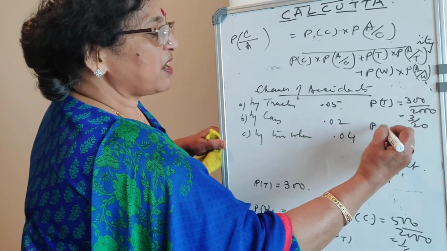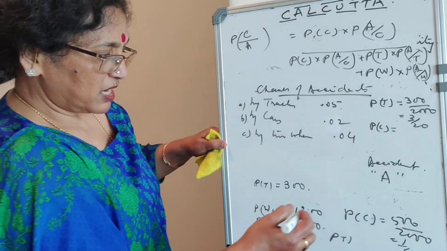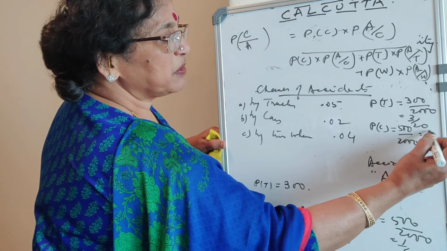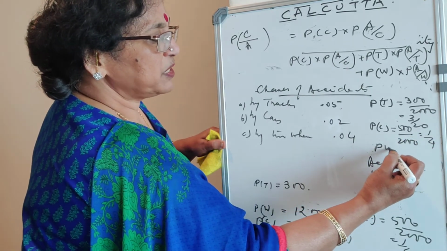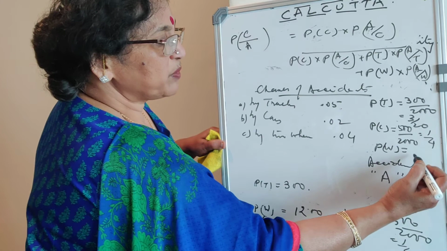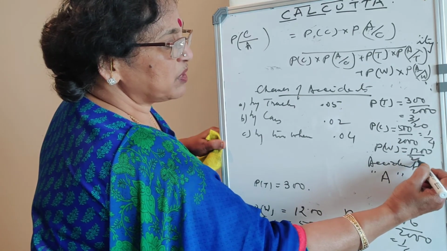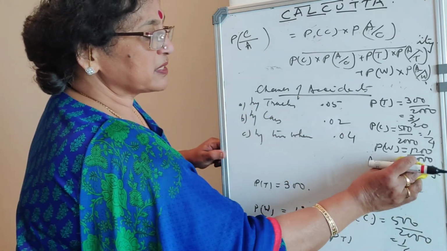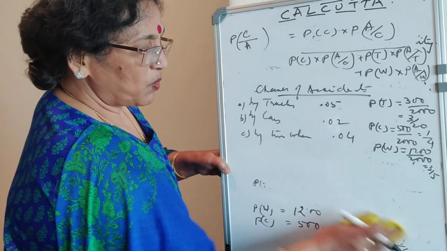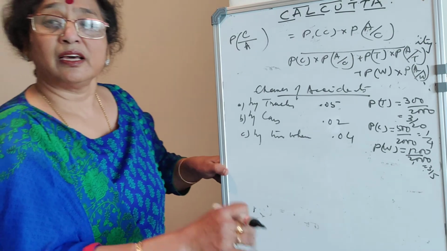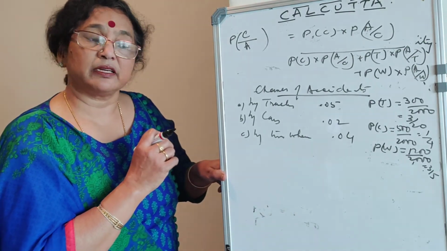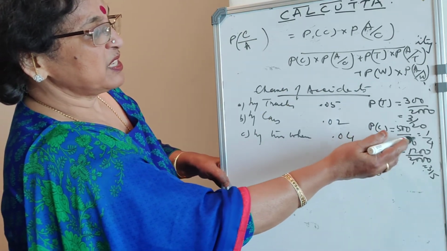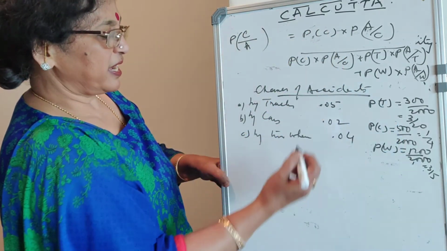Then the probability it is a car. How many cars? 500 cars out of 2000. That becomes 1 by 4. And the probability it's a two-wheeler. That's 1200 by 2000, and that is 3 by 5. Okay, so knowing this, now put the values. What are the chances the accident has occurred by a car? So that is the probability of a car, which was 1/4.